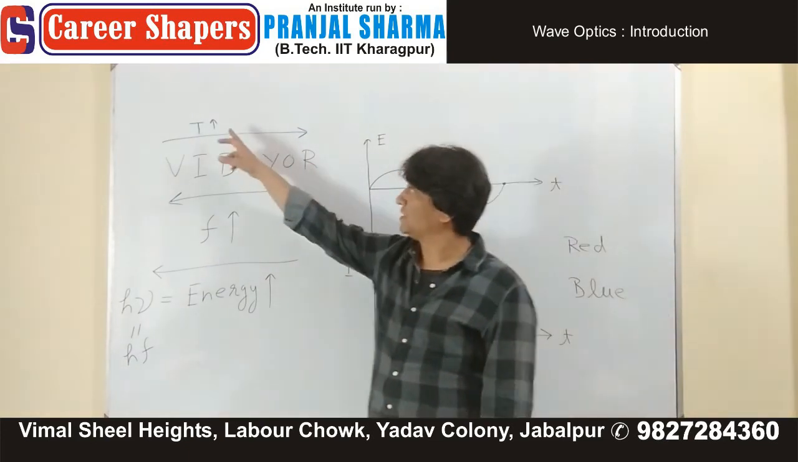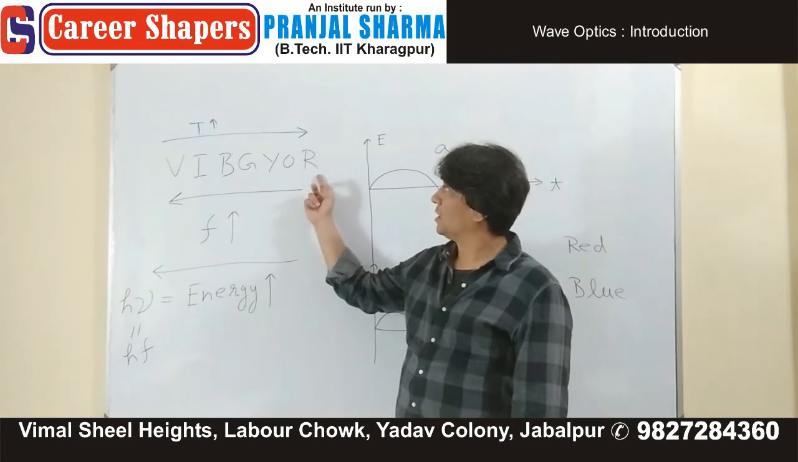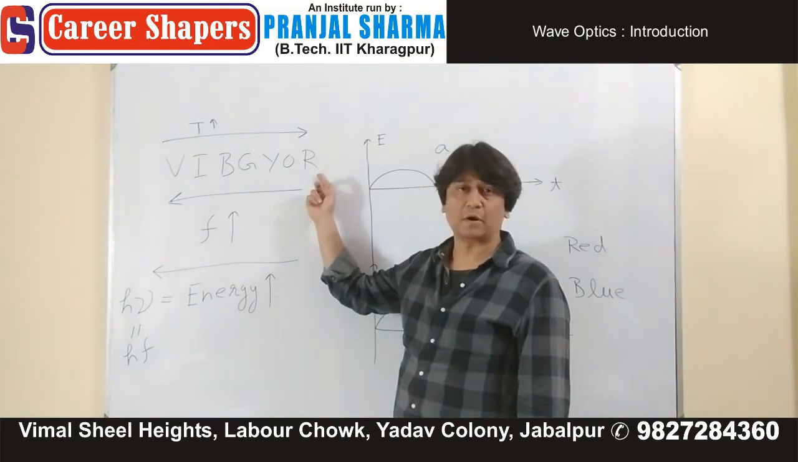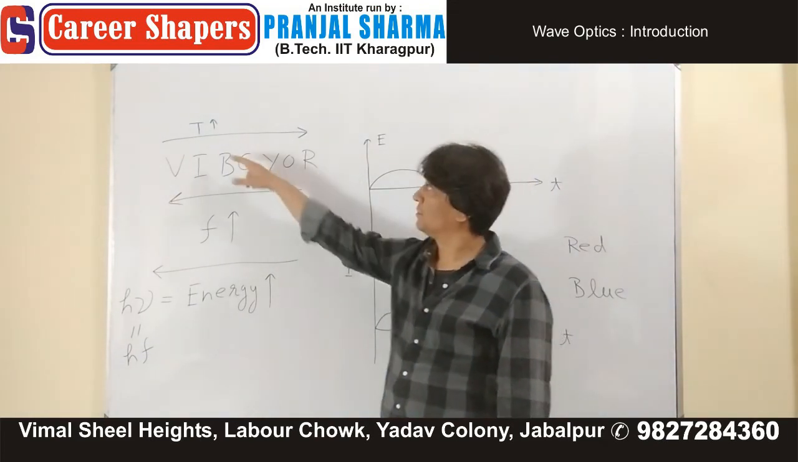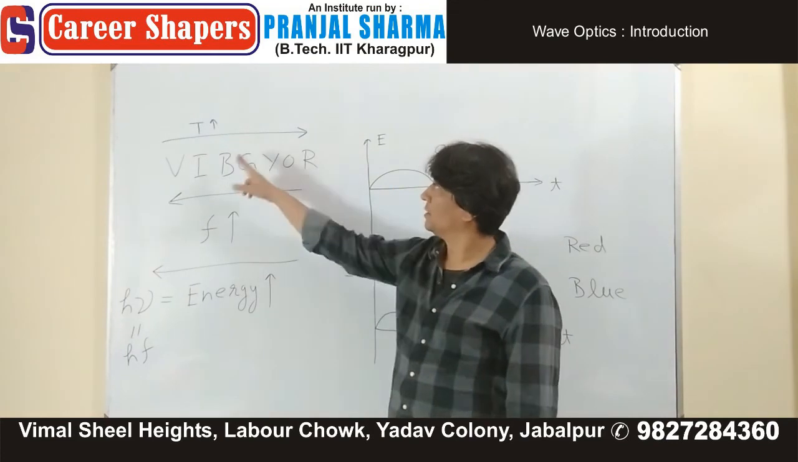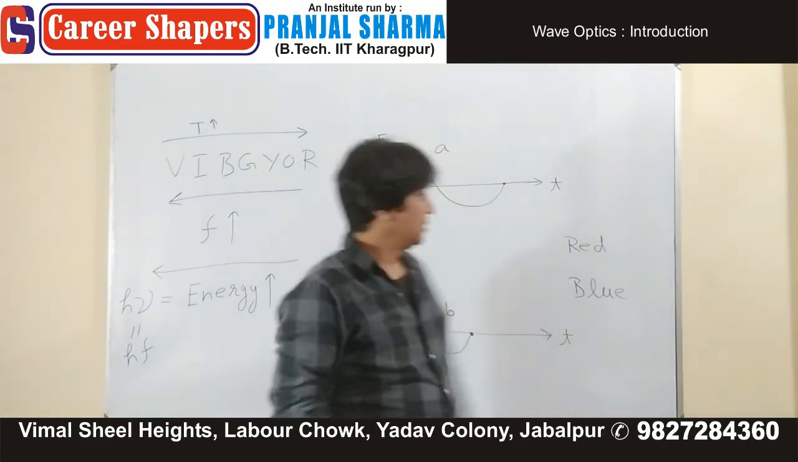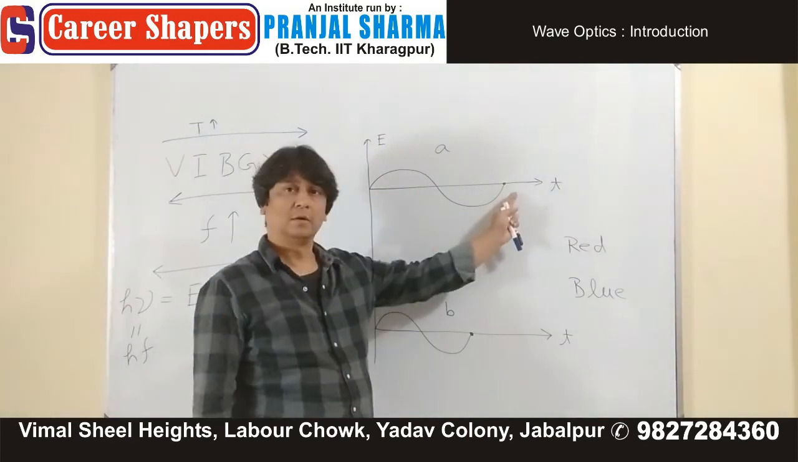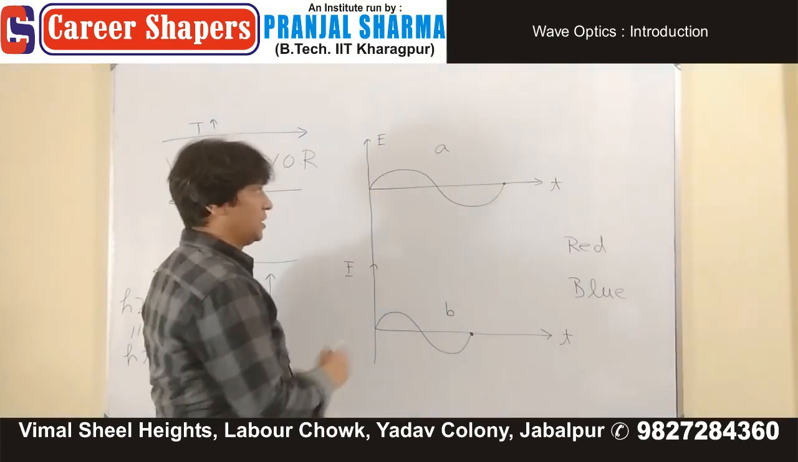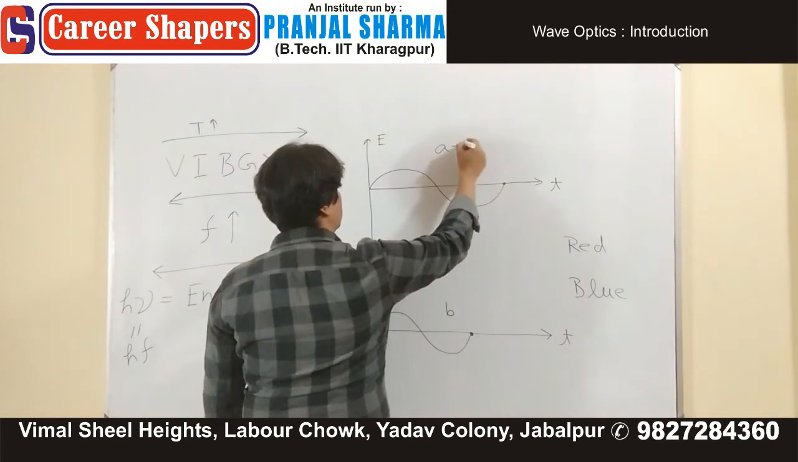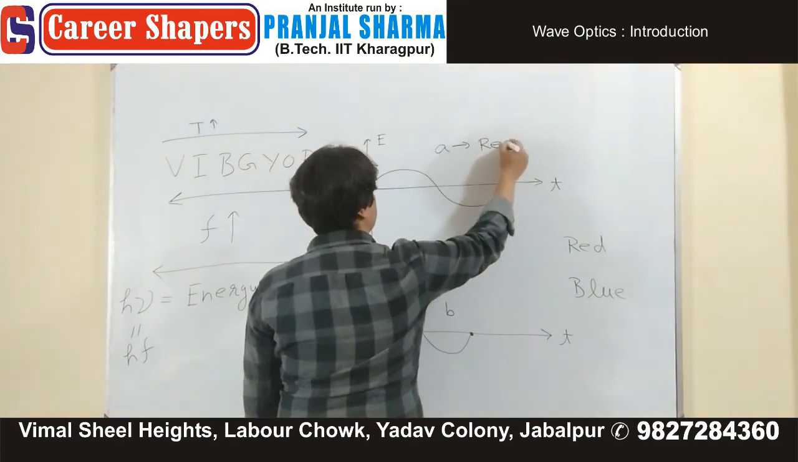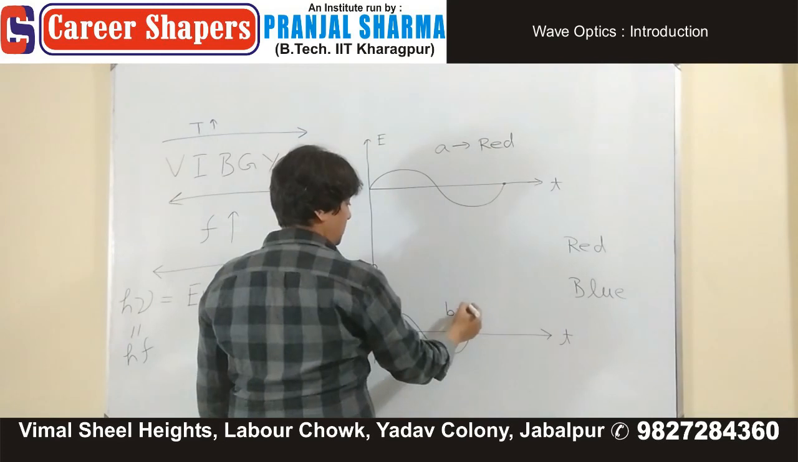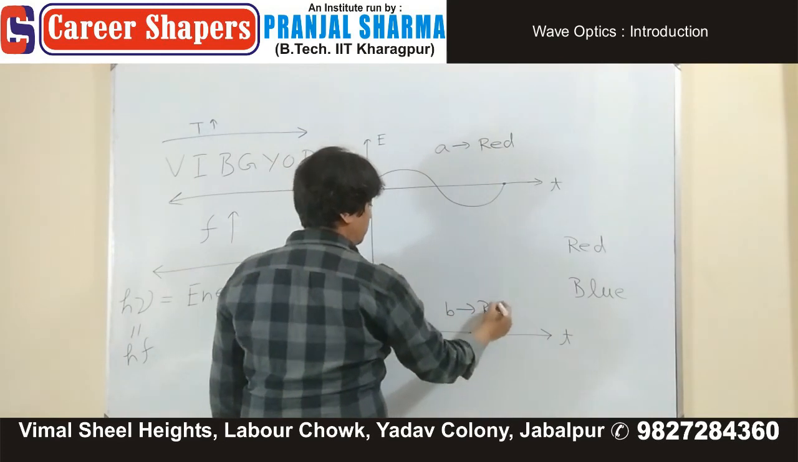Everything is on the board. As I increase time, I will be moving toward red. More T means red. Which one has greater time period? This one. And therefore A is red, B is blue.